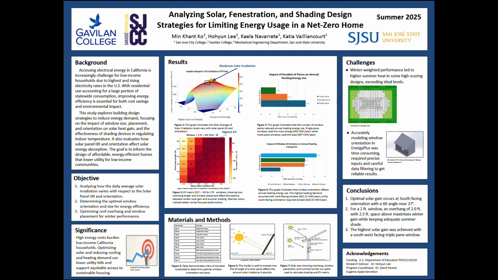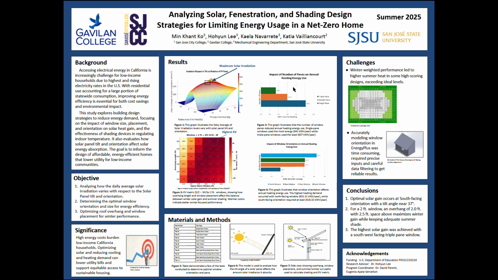So we weighted the average percent of summer shading, and we left the average percent of winter shading as it is. Now, this graph is specifically for a 2-foot window, showing how the overhang length and window placement affect the balance between winter solar gain and summer shading. Now, the warm colors indicate better winter-focused performance, and here you can see we maximized, and the highest KV value is at 2.5 feet space above the window, and that would be 2 foot length of overhang.